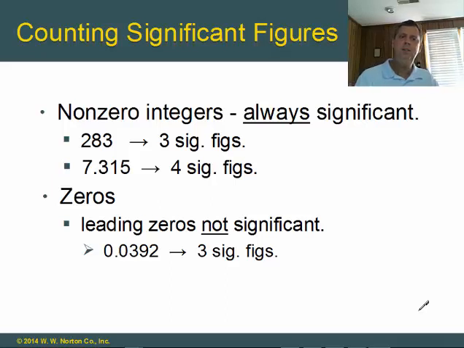Non-zero integers, again, these are always significant. 283 has 3 sig figs. 7.315 has 4 sig figs. Leading zeros. So again, these zeros do not count.